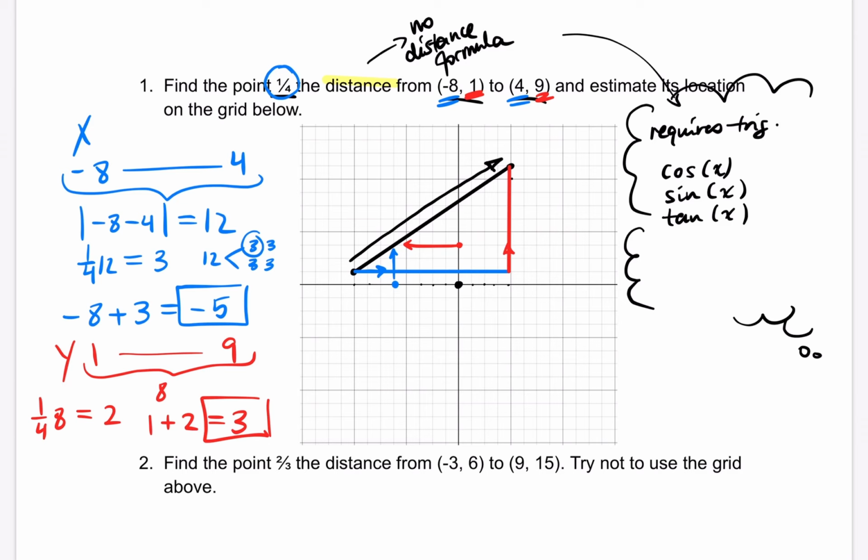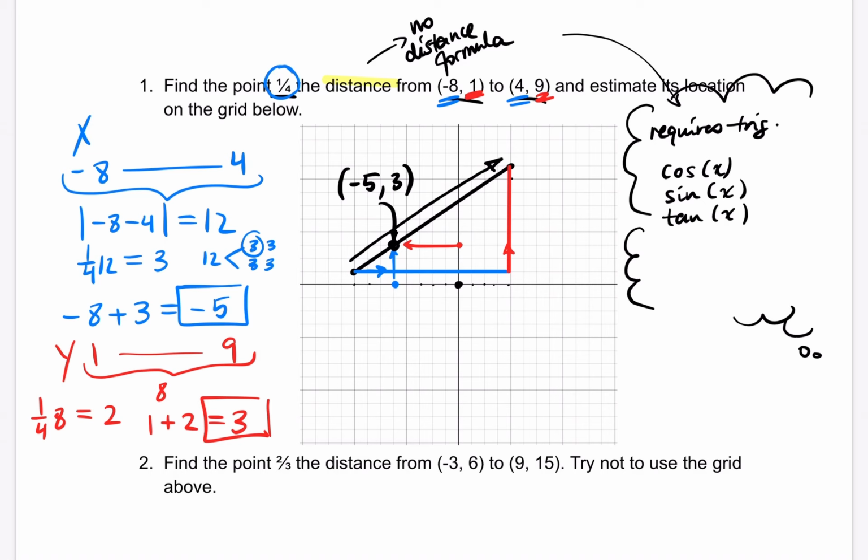Since I'm on the iPad, it lines up perfectly. If you draw it yourself, it may or may not. If you use a ruler, maybe, but that doesn't always happen. And this point right here, the point -5, comma 3. That is 1/4 the distance from -8, 1 to 4, 9. Make sure you're trying these problems on your own before you see the solution so you know what's going on.